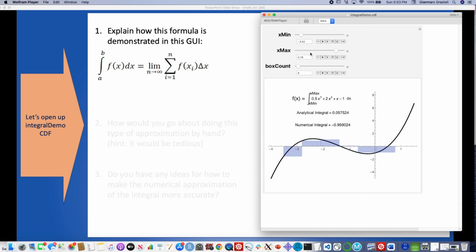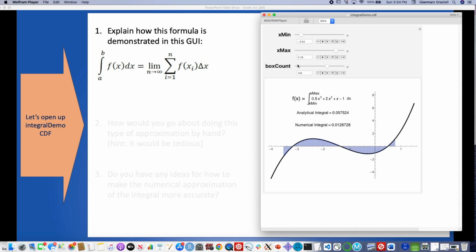And notice the limit as n goes to infinity. If I'm looking within the same region of x min to x max, but I want to have an infinite number of boxes, what do I need to do to the boxes? I need to make them get real skinny. I've got to pack them in there. So as we can see, if we increase the box count, we get more and more boxes.